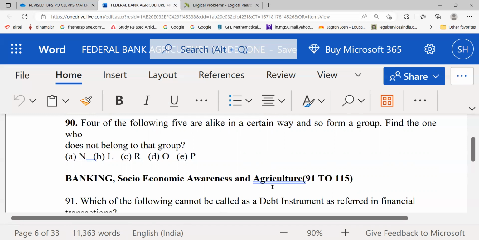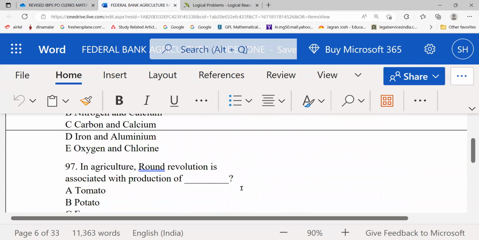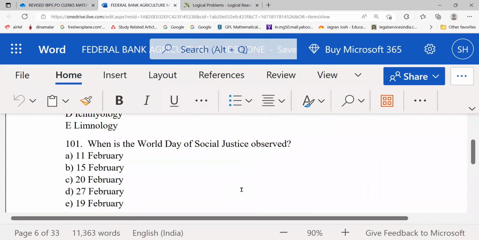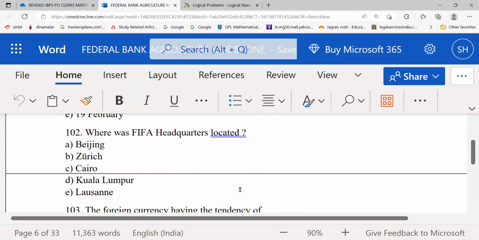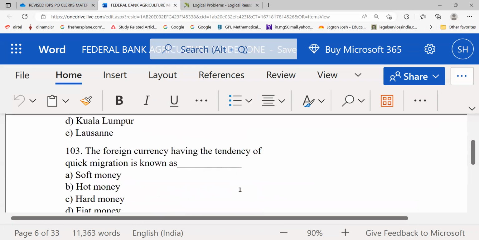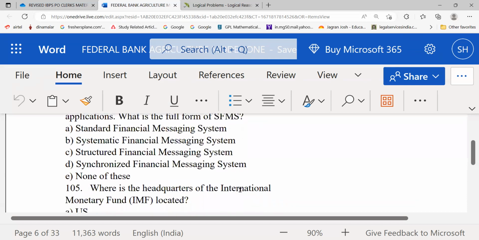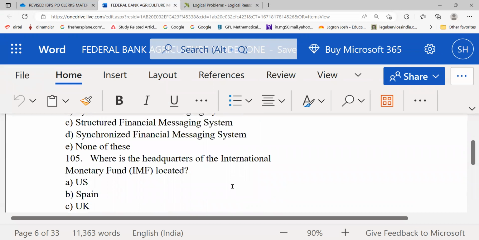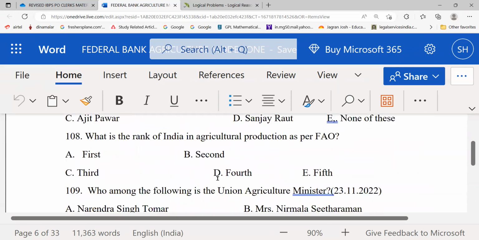And there may be some common questions like, say, what is the repo rate, what is the reverse repo rate, like that. But ignore this type of questions will come. When is World Day of Social Justice observed? Where is FIFA headquarters located? Foreign currency having a tendency to migration. SFMS. Then what is the headquarters of the International Monetary Fund? Recently, which of the following states launched the Narika Naman scheme? Likewise, some of the questions.